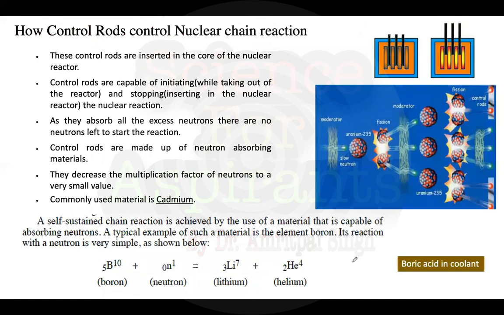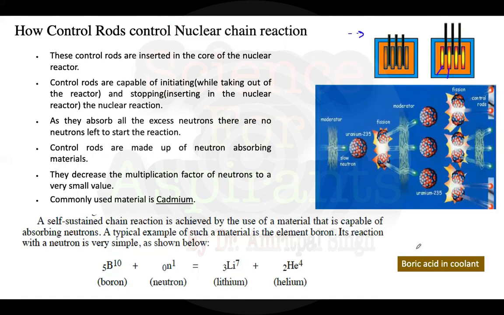So I have explained how we can insert these rods. This is our uranium fuel, and we can control these cadmium rods. We can insert them to whatever extent we want. If we insert these rods completely, then our nuclear reaction will stop.